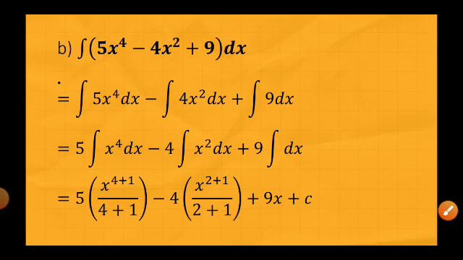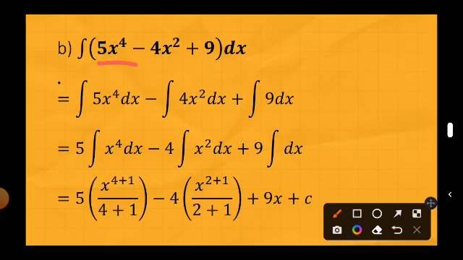For our example B, let us say that we have to get the integral of our function 5x raised to 4 minus 4x squared plus 9 dx. So for this integral, we will apply the sum and difference rule, which is to separately get their integral. So the integral of 5x raised to 4 dx minus the integral of 4x squared dx plus the integral of 9 dx.